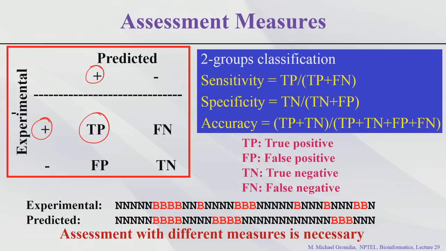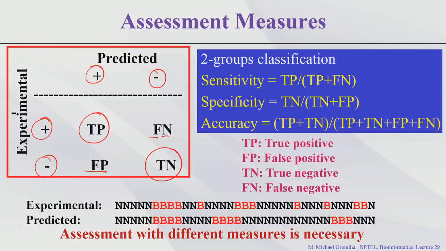For example, if the experimental is negative but you predicted positive, this is a false positive, because you predicted positive but that is not correct, that is wrong. If the experimental is plus and the predicted is minus, this is not correct, it is false, and the predicted is negative, so this is a false negative. Then if the experimental is negative and the predicted is minus, both are correct, so this is a true negative.